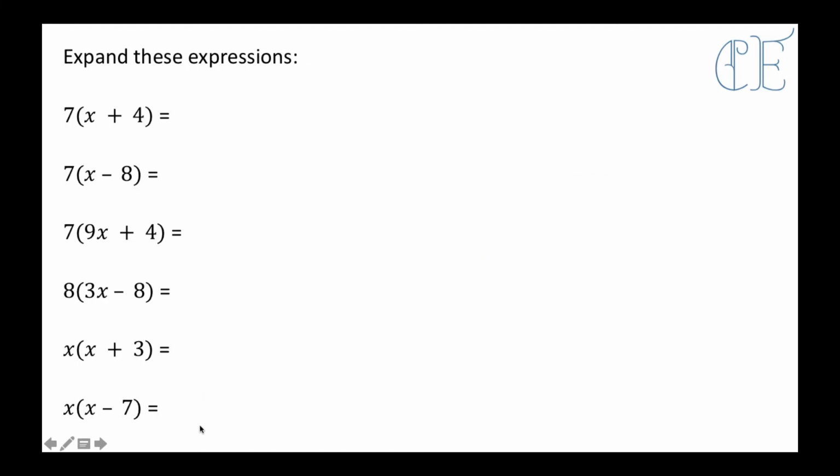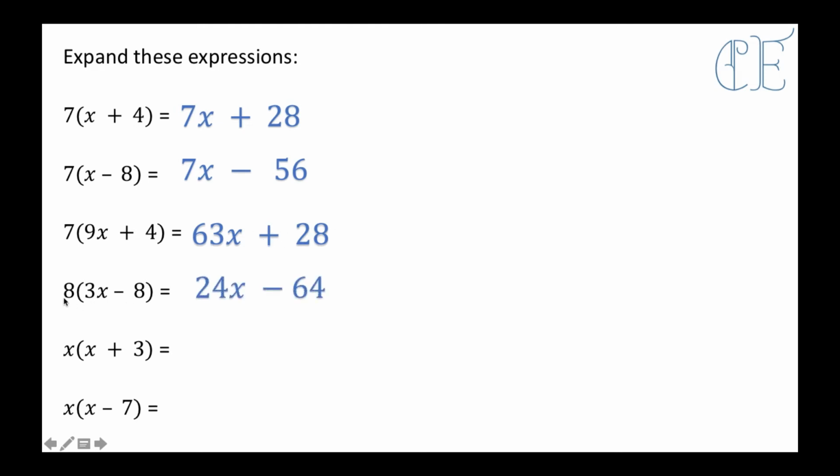Okay, pause the video and have a go expanding these expressions. Okay, you've had a go, here are your answers. So 7 times x is 7x, 7 times 4, 28. Don't forget to put your correct symbol in the middle. 7 times x is 7x, 7 times 8 is 56, but this is a minus here, so it'll be a minus here. 7 times 9, 63, don't forget the x. 7 times 4, 28, don't forget the plus.